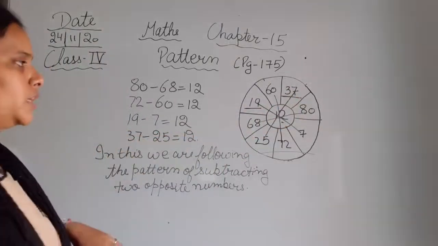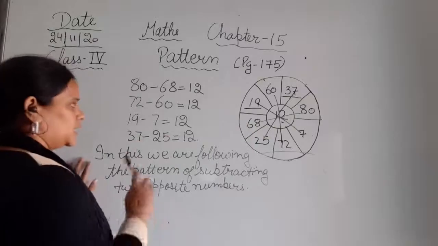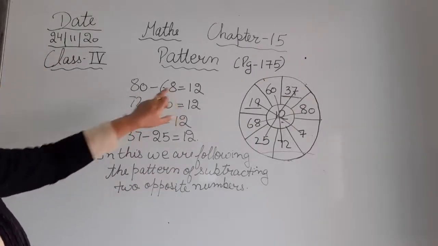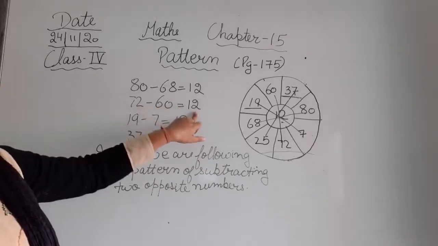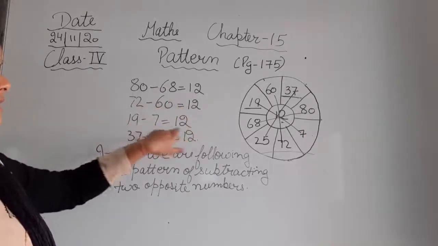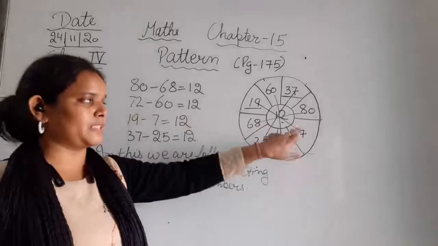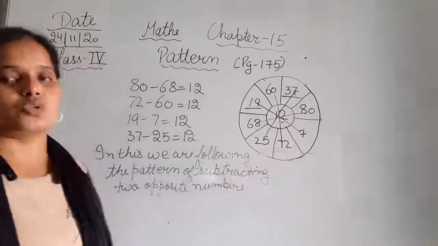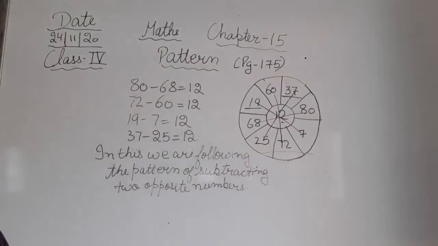ओके, सो देखिए, हमने क्या किया, तो देखिए 80 माइनस 68 वॉज 12, दैट वॉज गिवन. 72 माइनस 60 वॉज गिवन. तो 19 माइनस 7 विल बी 12. 37 minus 25, that will be also 12. So here we are following the pattern of subtracting two opposite numbers given in the circle.